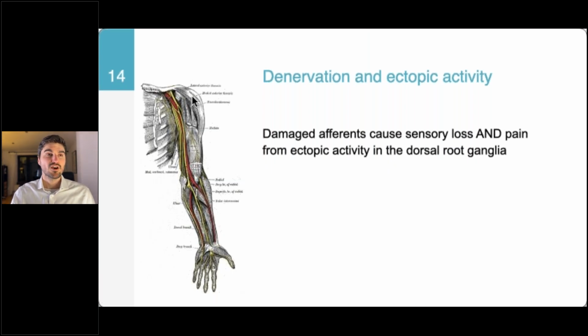So why does the nerve really hurt? Let's talk about sensory nerves, because it's a little bit easier to work with. If we damage the afferents coming from my finger to my spine, we have sensory loss. So that makes sense, right? The nerve cannot transmit that information. Obviously, we have sensory loss, but we also have pain.